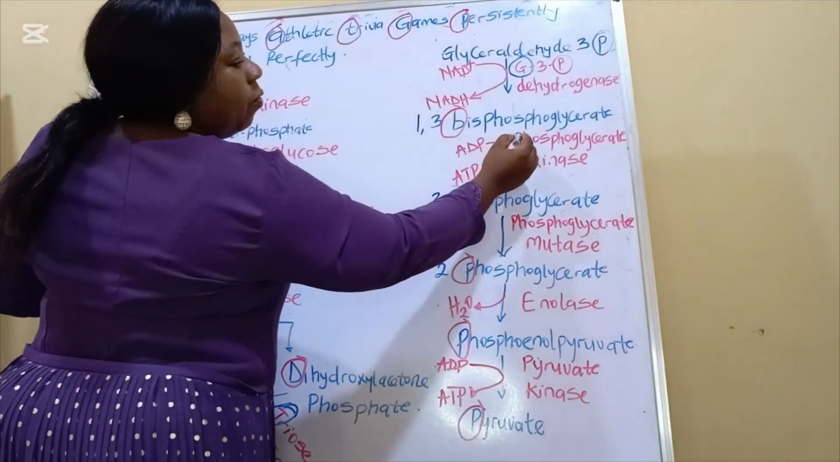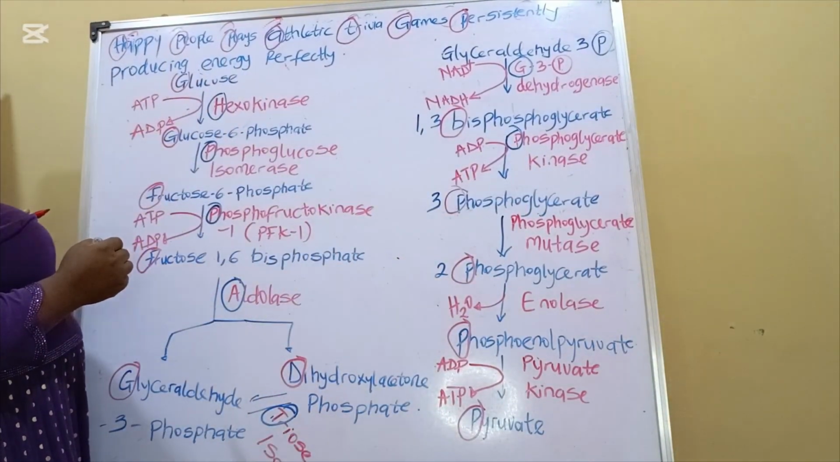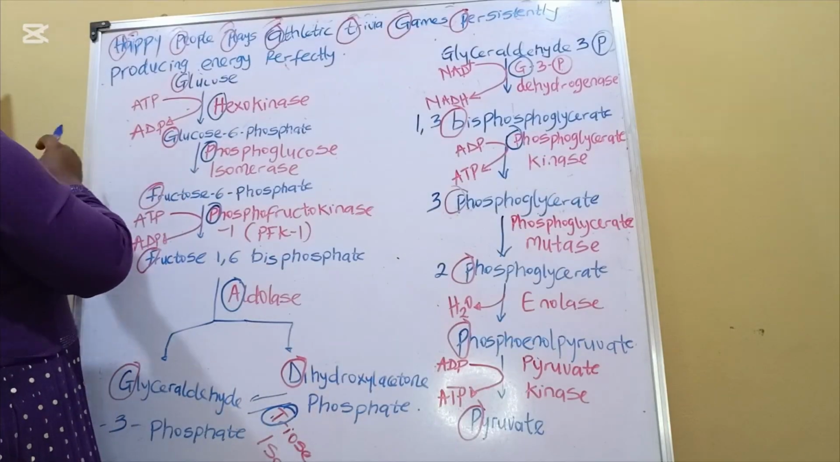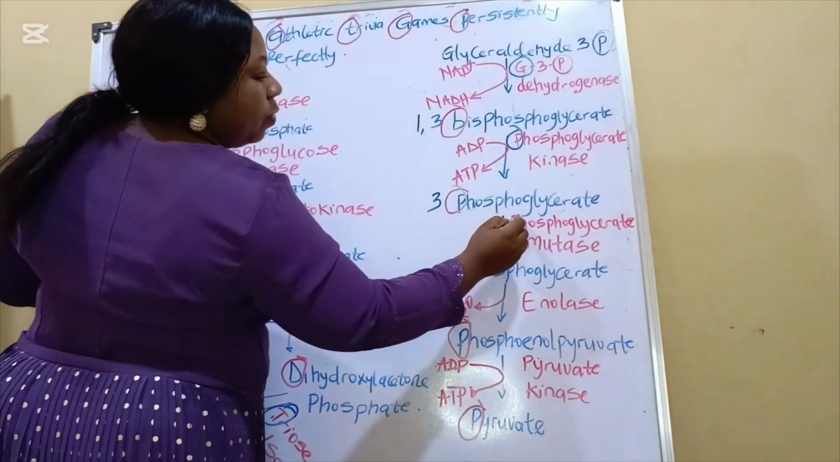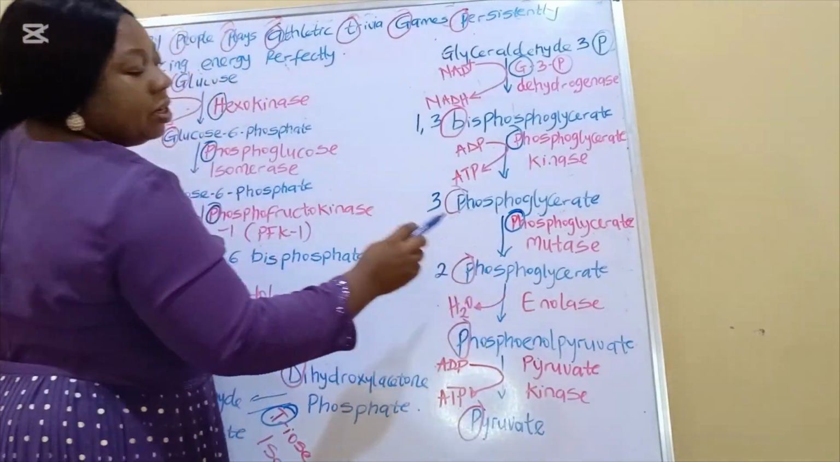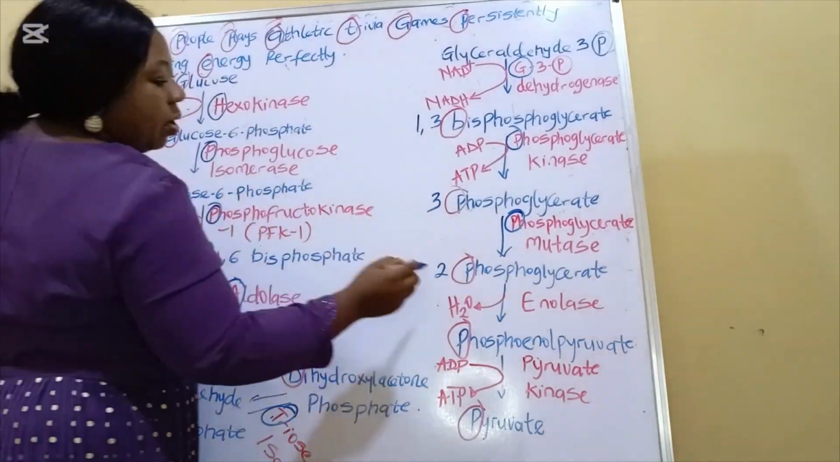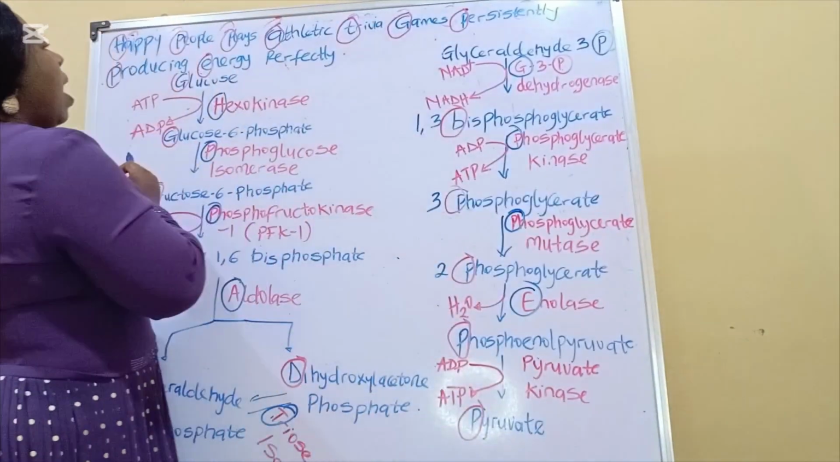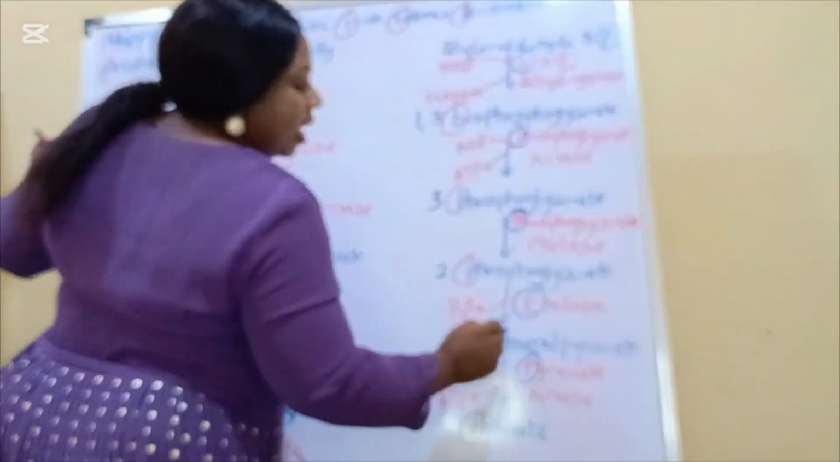Persistently, that is for phosphoglycerate kinase. Also, producing, that is for phosphoglycerate mutase. Then energy, that is for enolase. And perfectly, that is for pyruvate kinase.